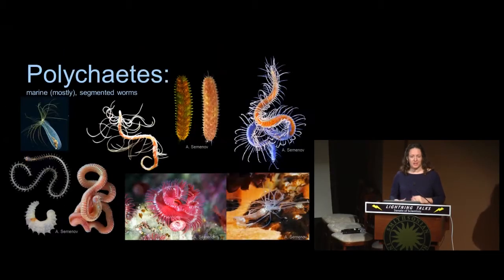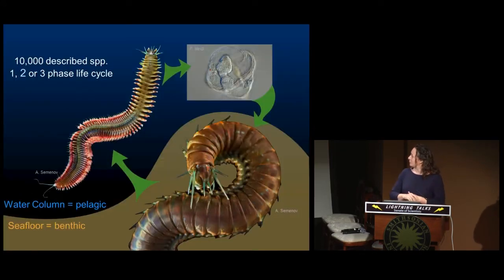It's so beautiful outside. My name is Karen Osborn. I'm a curator of polychaetes and several other groups in invertebrate zoology here. The polychaetes are marine segmented worms. They come in all shapes and sizes. As you can see, many of them are beautiful.